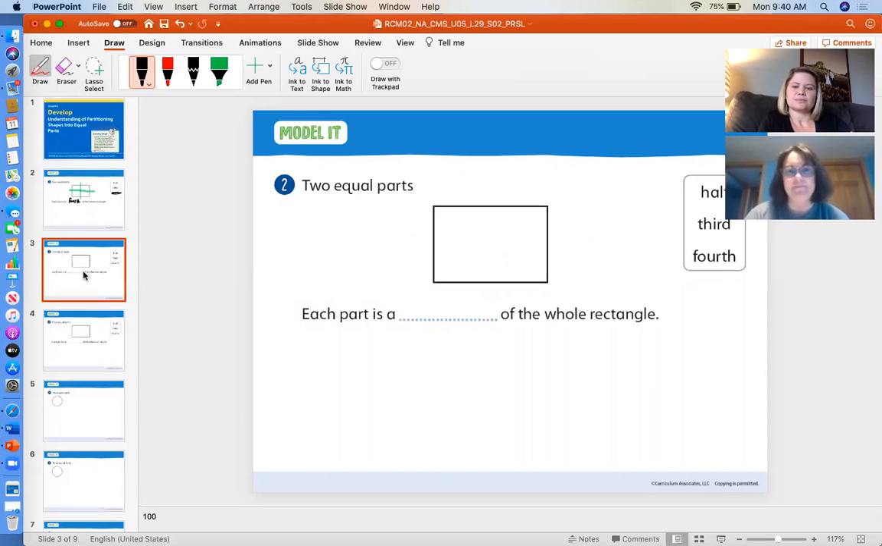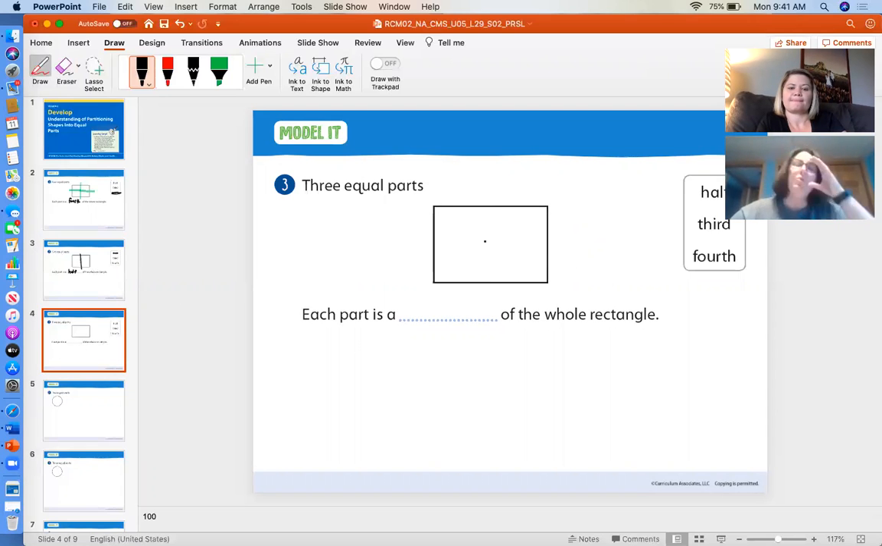Yes, exactly. All right, so if we wanted to cut this piece into 2 equal parts, we would just cut it right in half. So I'd cut it right down the center. Each part is, we just said the word, half, because there are 2 parts. And remember, we don't say 2, we just say half, and that helps us know that half is always 2.